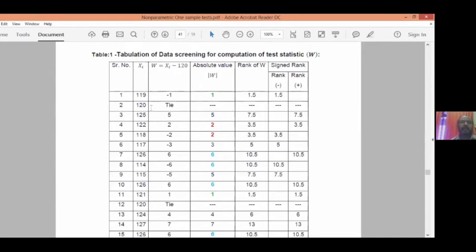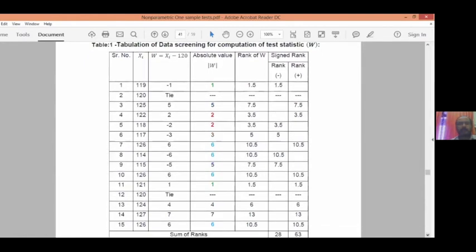Here is a tie, because these two values are the same. Then we take differences for all this set of observations, 15 data points, and then take the absolute value. As I already told you, taking the absolute value means all negative values become positive. Then I have marked here, you see, the 5 and 1 in green color, and this one is repeated.